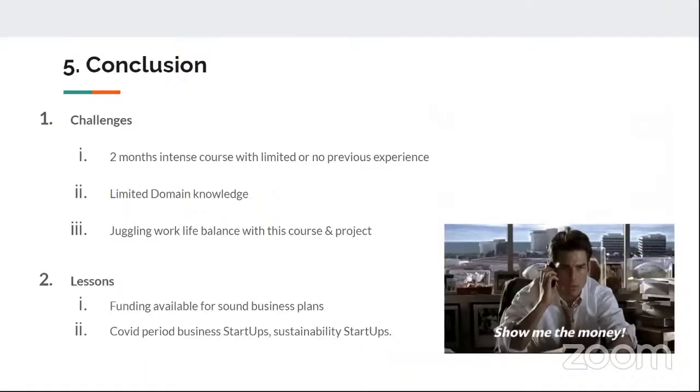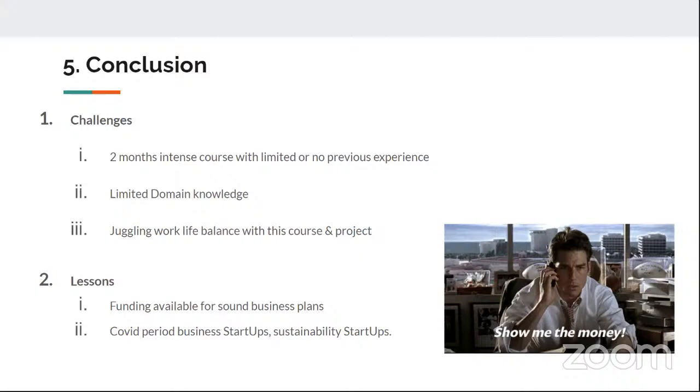And for the conclusion, I will mention the 3 most important challenges we met. First of all, the course was just 2 months, a 2-month intense bootcamp with a lot of challenges. And the second, I will let Zulfikar continue.